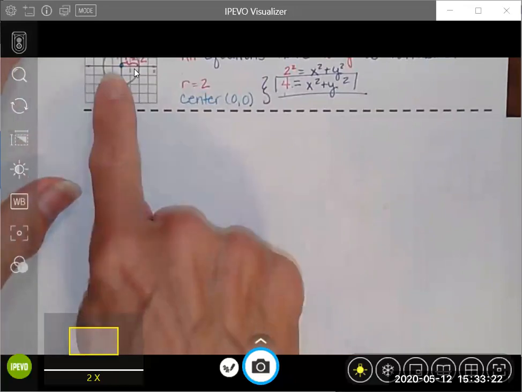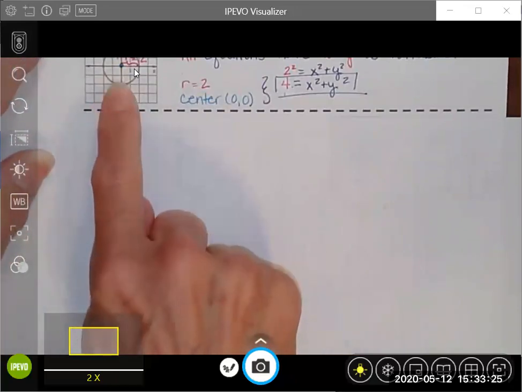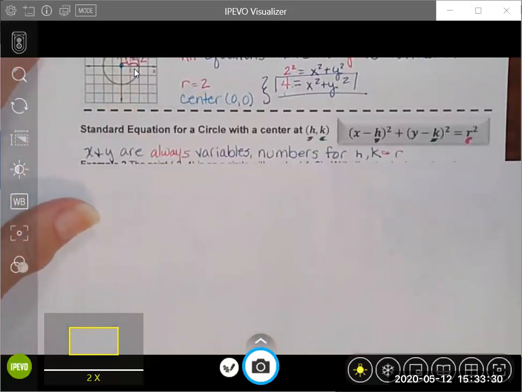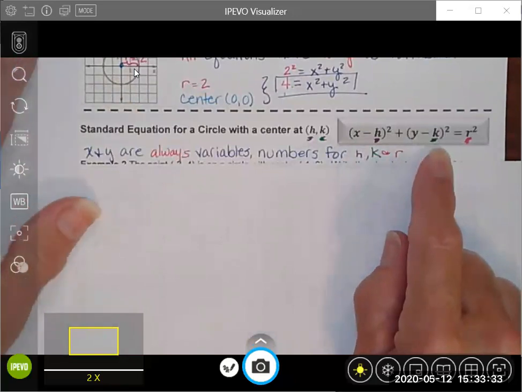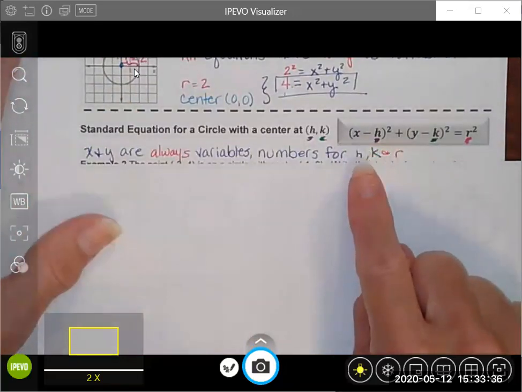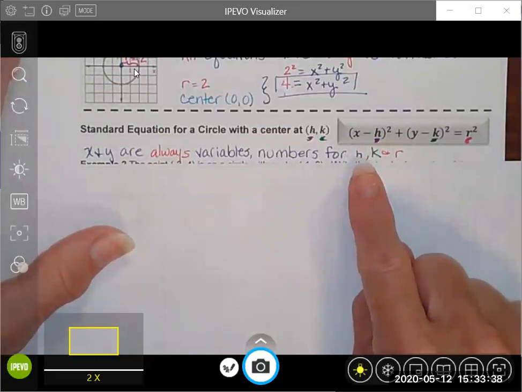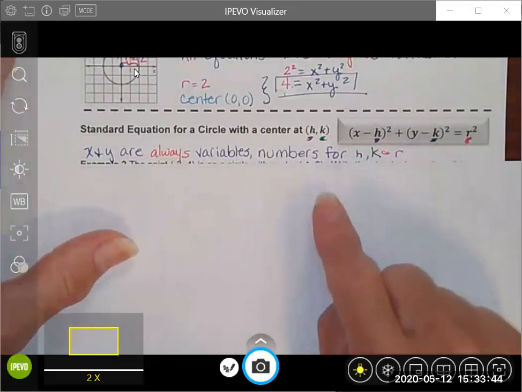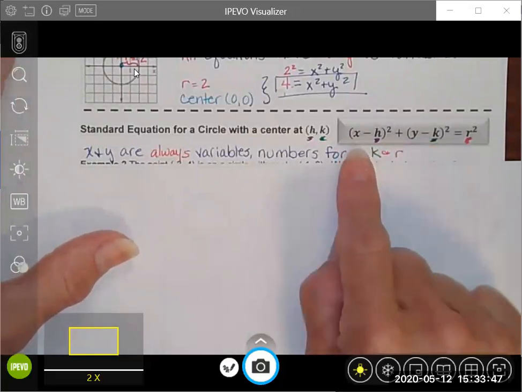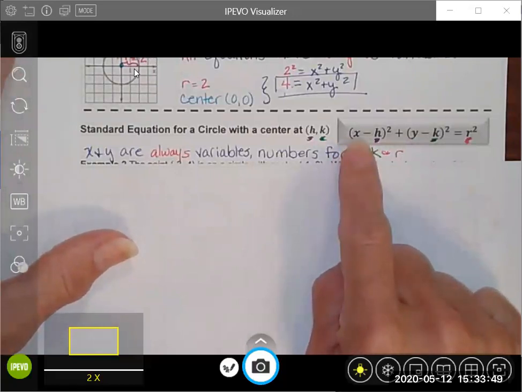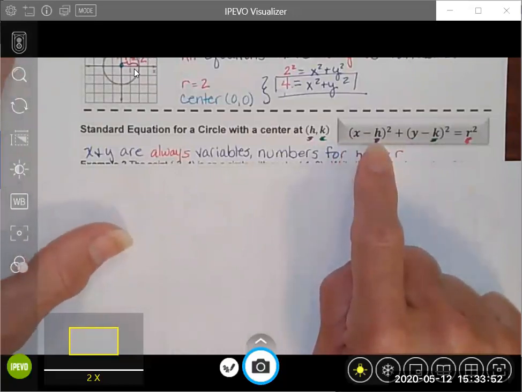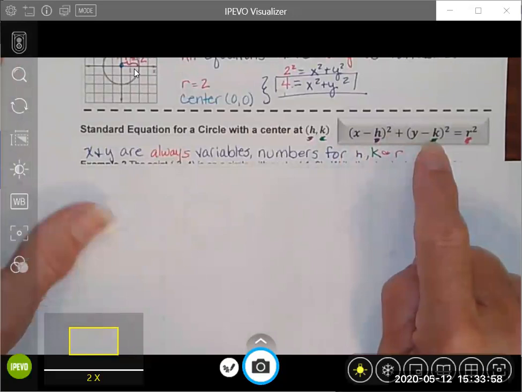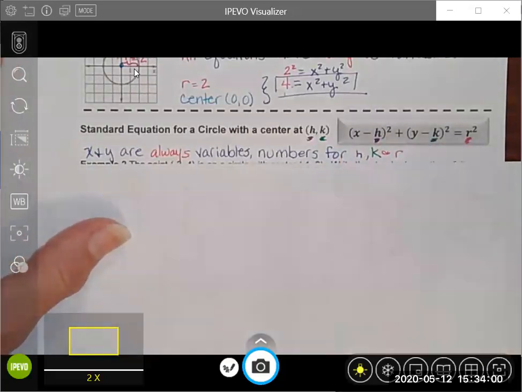Sometimes your circle has been translated and is no longer centered at the origin. And for circles like that, we have a more interesting and a more complicated formula. For circles that have a center somewhere other than the origin, we have to do the transformation of that origin. And we do that by looking at this formula. This formula says I take x minus whatever my horizontal transformation is, squared, plus y minus the vertical transformation, squared, equals my radius squared.